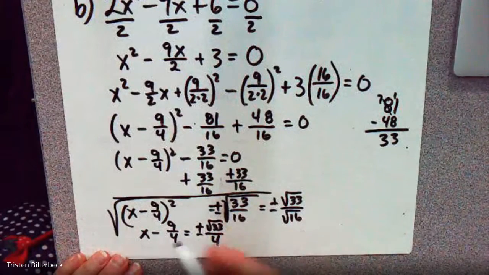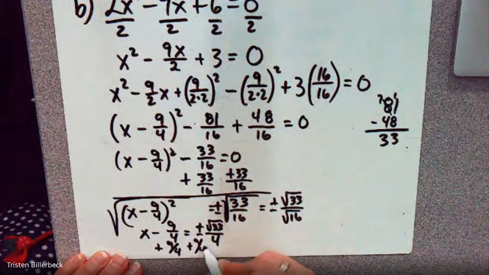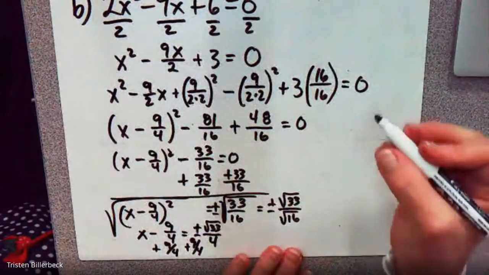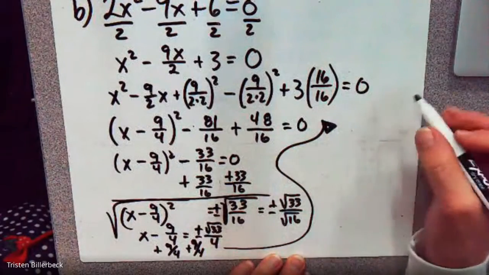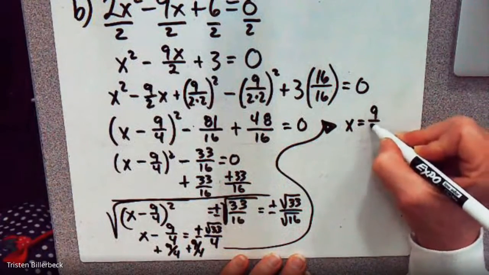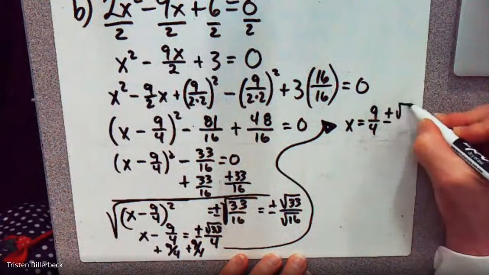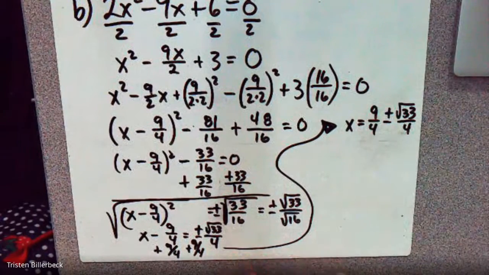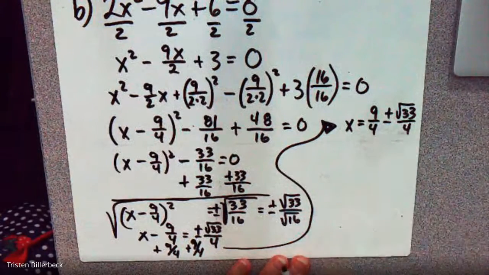All right, so now let's add this 9/4 to both sides. Let's erase this and make some room. So if we come back over here, we get x equals 9/4 plus or minus the square root of 33 over 4. Look at that, they have the same denominator. Isn't that awesome? Because we can't add fractions unless they have the same denominator.